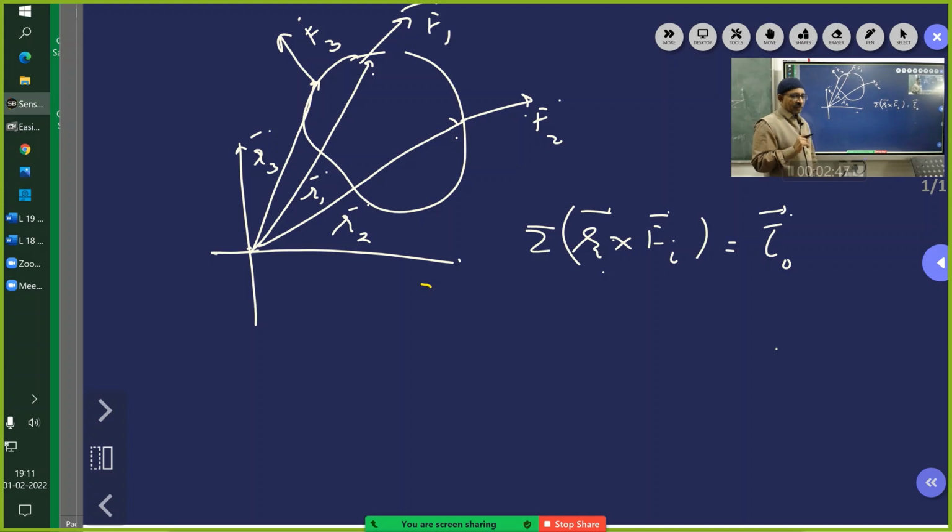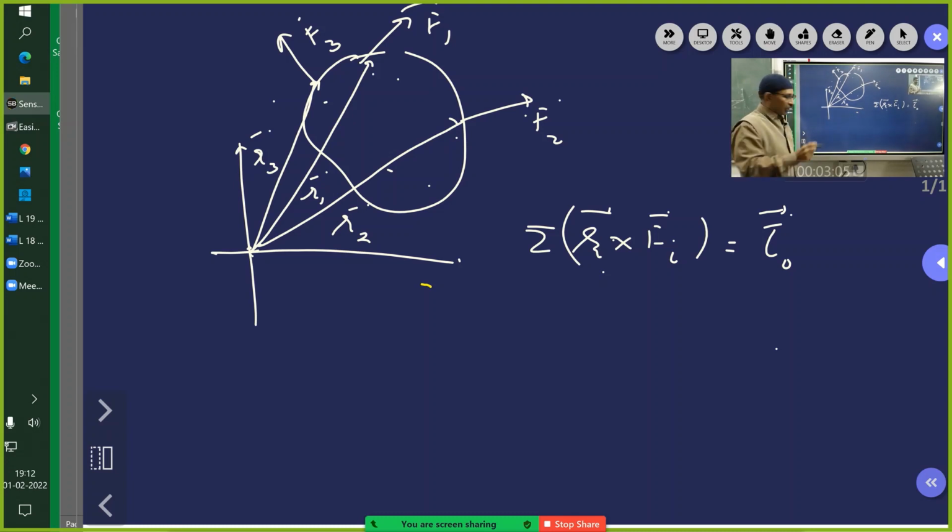Sir, we can apply the torque equation anywhere on the body? See, that is what you should apply. I have taken this point, but you can take the reference point anywhere you want, and apply this formula. But then also the body will be in rotational equilibrium.